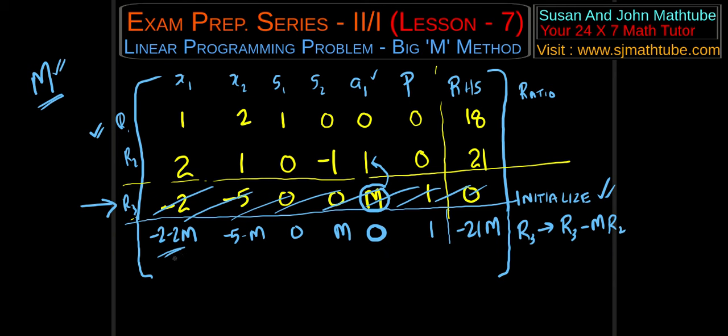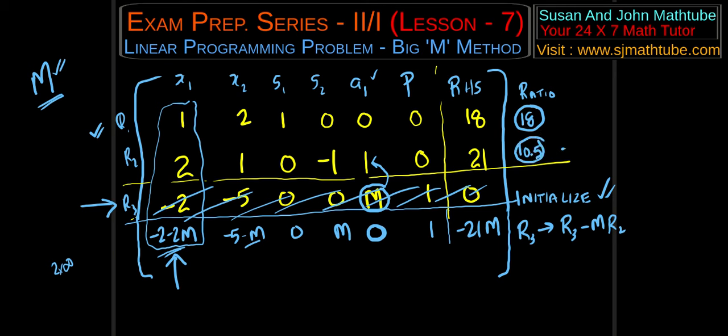Okay, so it's obvious that this is the most negative quantity because it's 2m. It's kind of like saying 2 times infinity. So no one can compete with this number. It's so big in the negative direction. So this is our pivot column. Now we have written ratio. So 18 by 1, that is 18, and 21 by 2, that is 10.5. Okay, so this is the least. So we get 2 to be our pivot element.